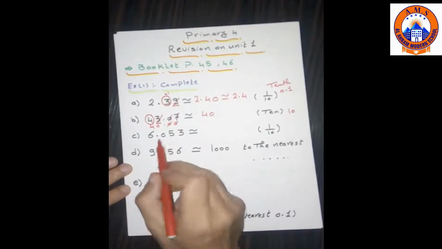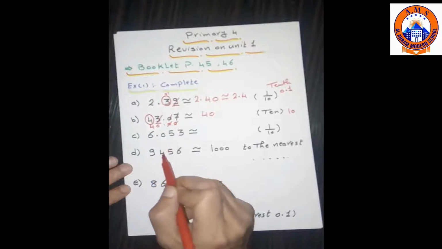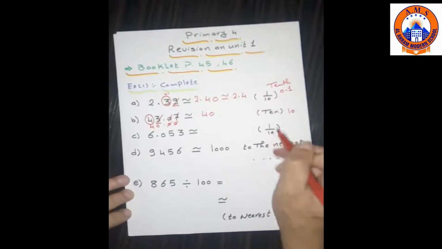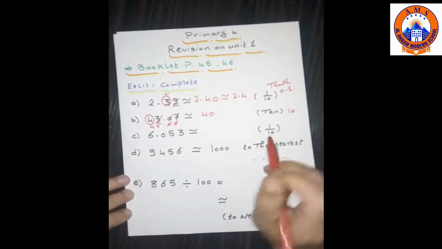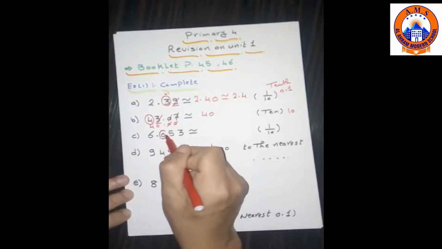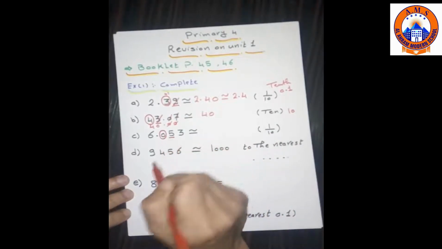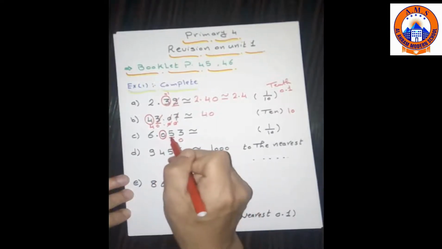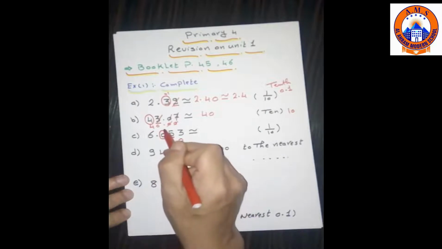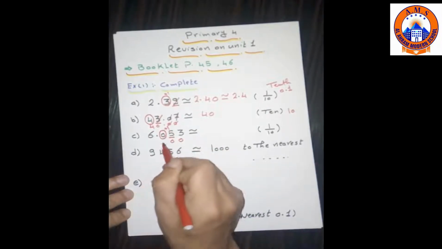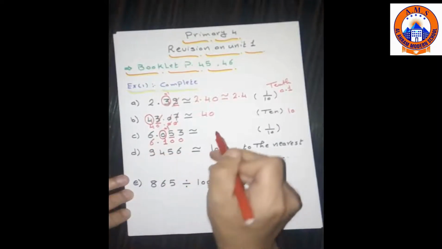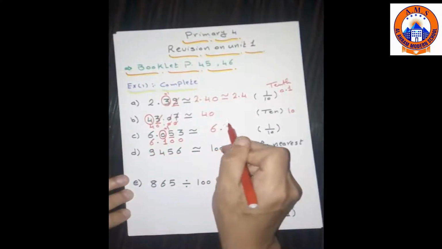Question number C, we have 6.053, or 6 and 53 thousandths, and we want to approximate it to the nearest tenth, or to one decimal place. The tenth digit is the 0 and the following digit is 5. All the following digits turn into zeros, and this 5 is a rich number. It will increase the 0 by 1, so this 0 will become 1, and we have the number 6, so our answer is 6.1.